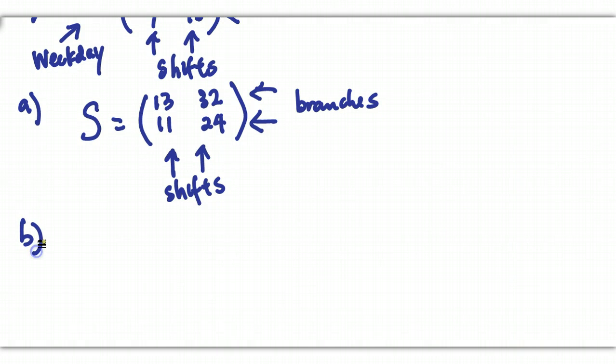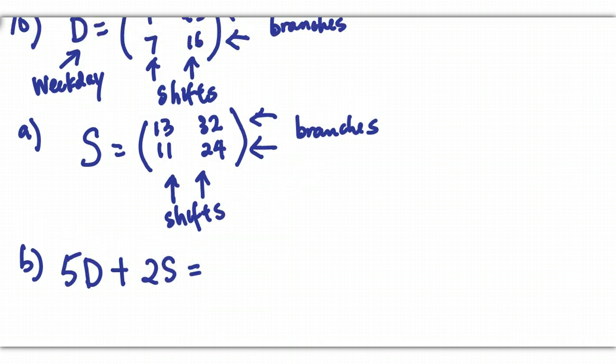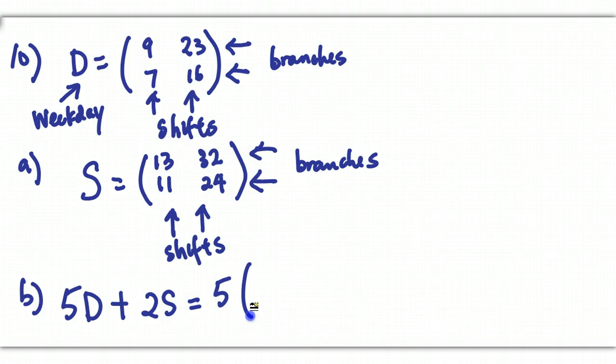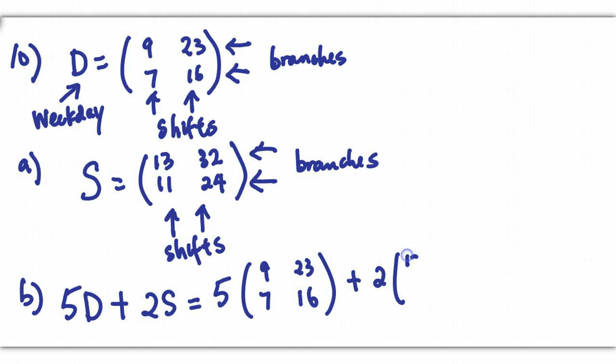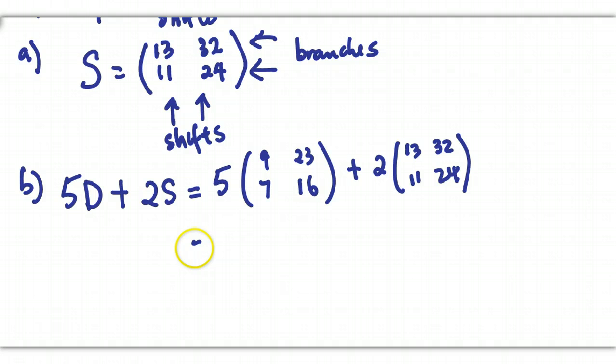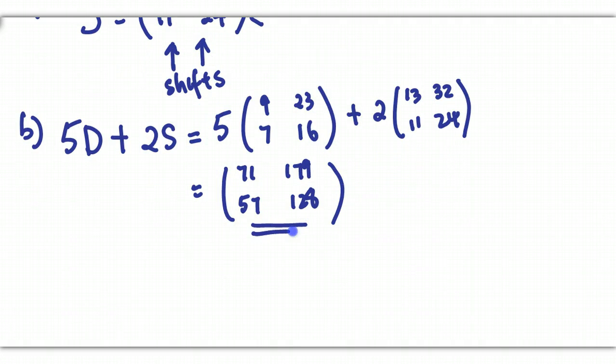Right, next you are asked to evaluate 5D plus 2S, and you can do that easily. Remember your scalar multiplication. You just want to evaluate 5 times the matrix D plus 2 times the matrix S, and if you work it out, you should get the answer over here.